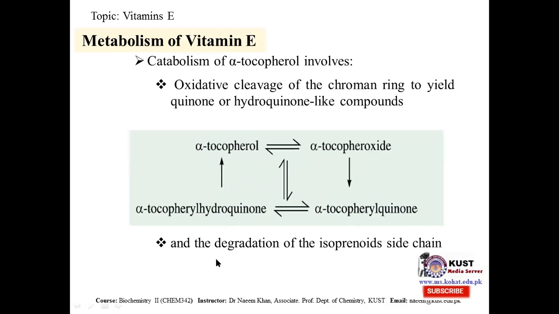There is a side chain degradation also. The degradation of the isoprenoid side chain may also result, and this gives rise to different forms. This figure is from GLJN Fundamental Biochemistry.